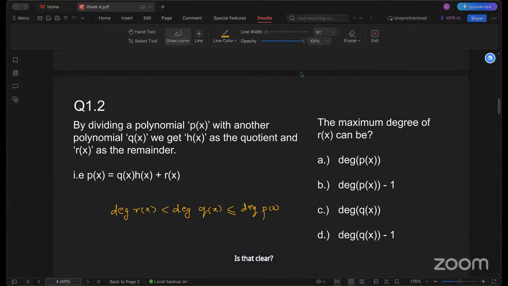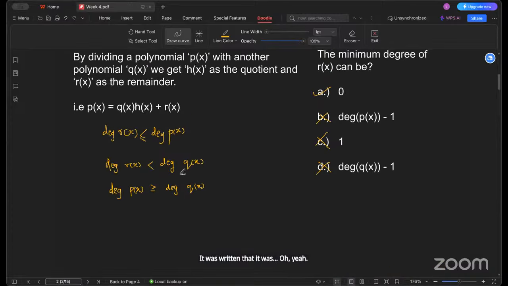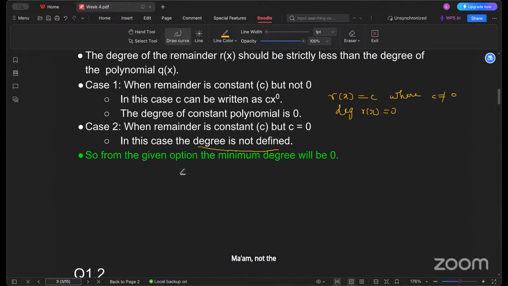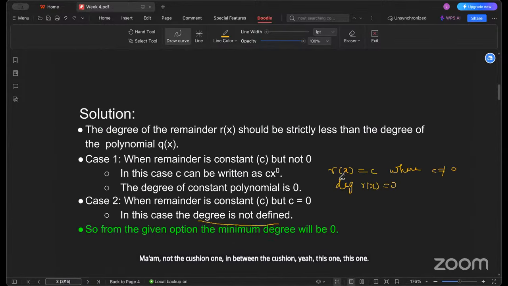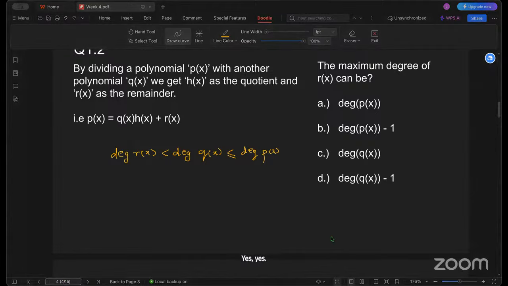Ma'am, in the last slide, it is written strictly... Just the next one. Ma'am, not the question one, in between the question. Yeah, this one. Ma'am, what is the meaning of "should be strictly less than"? So this is the meaning. Strictly less than has no equal sign. You are saying that. Okay. Yes, yes. Is that clear? Yes, sir. Okay. Fine.